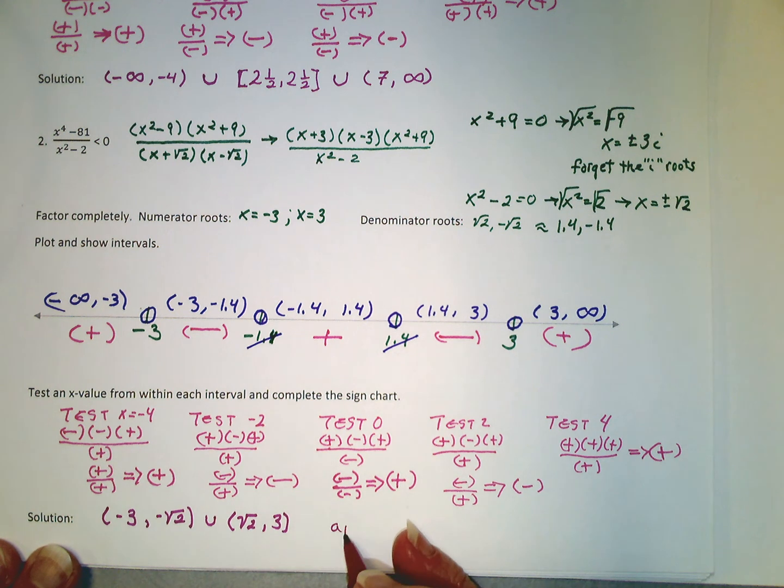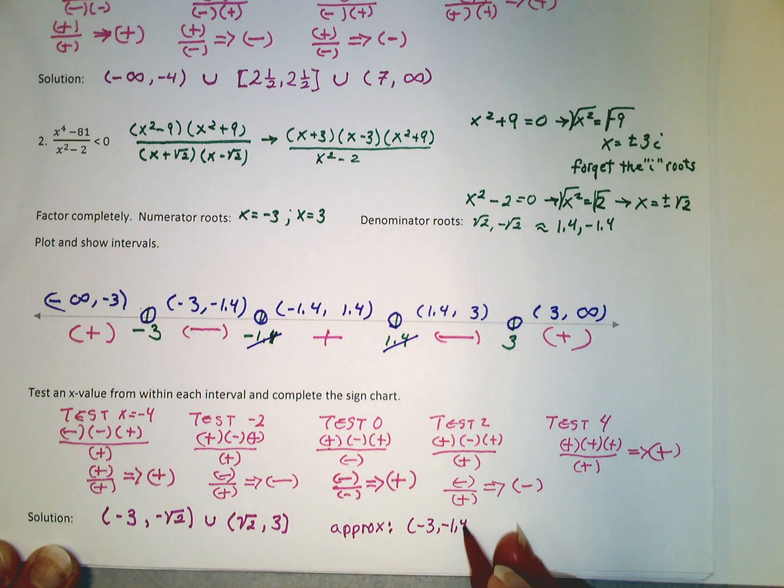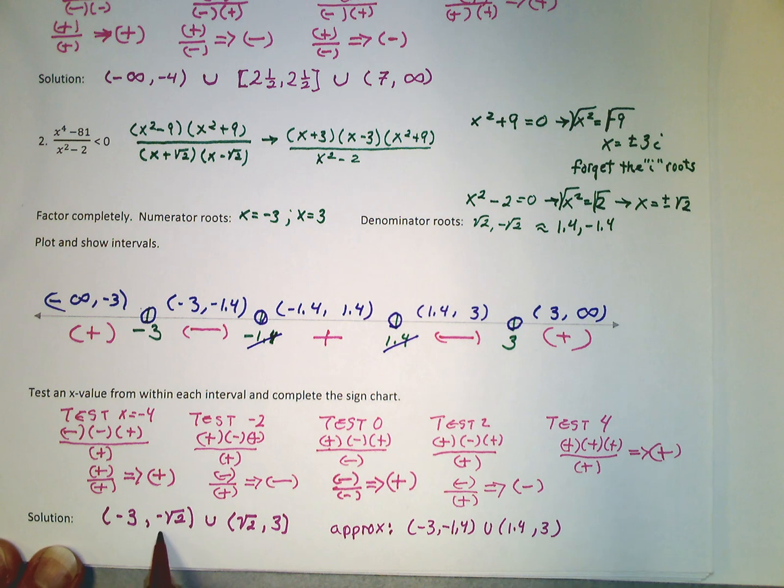The approximate answer would be from negative 3 to negative 1.4, union 1.4 to positive 3. But this is the exact solution.